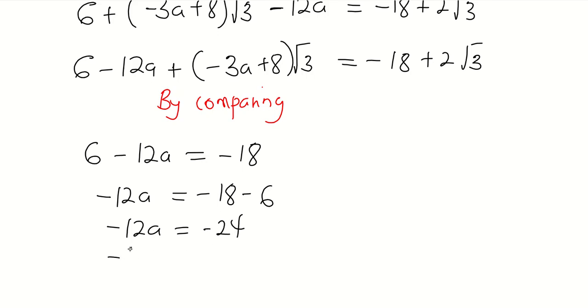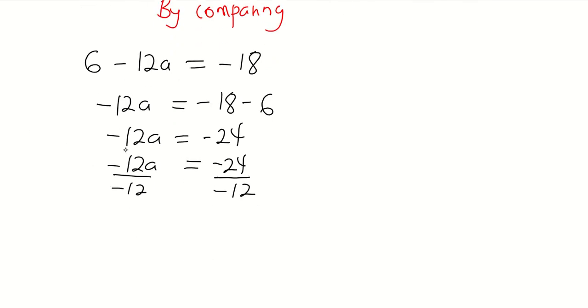Now, dividing both sides of the equation by the coefficient of a, we get a divided by minus 12 divided by minus 12. At this point, we can see that this minus 12 is going to cancel that minus 12, and 12 goes into itself 1 and goes into 24 2 times. So at the end, our a is equal to positive 2. That is how you can find the value of a.